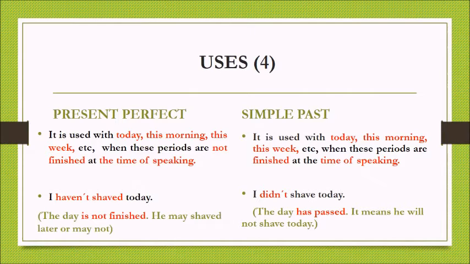But in the simple past, we use today, this morning, this week to express that these periods are finished at the time of speaking. I didn't shave today. The day has passed, it finished, and he will not shave today.